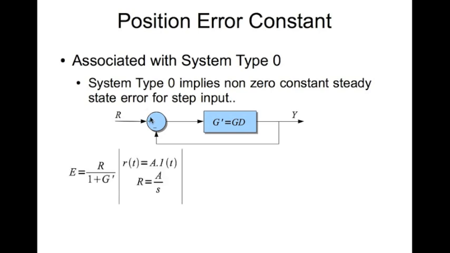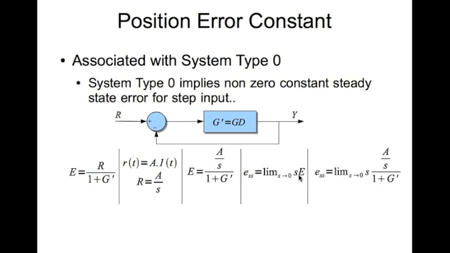If you have step input, r of t is A times step, where A is the amplitude of the step. Therefore, the Laplace transform of this function is A divided by s. Substitute that in the previous equation, you get this error equation. Then you find what the steady state error is. Steady state error is the limit as s tends to 0 of s times E of s.